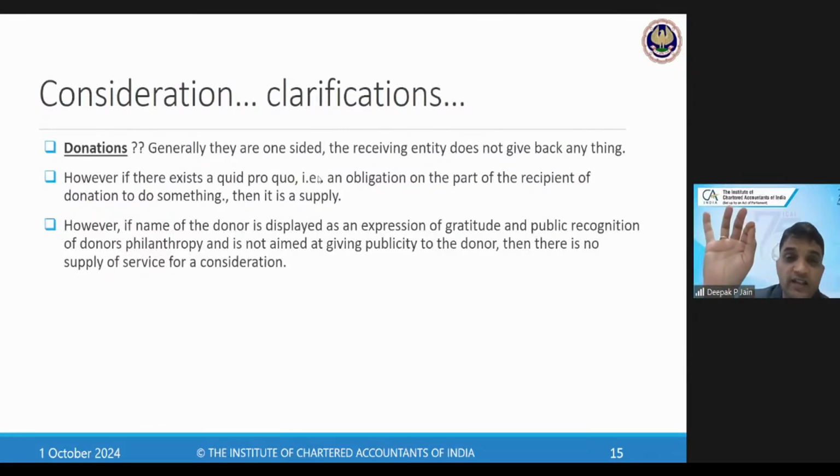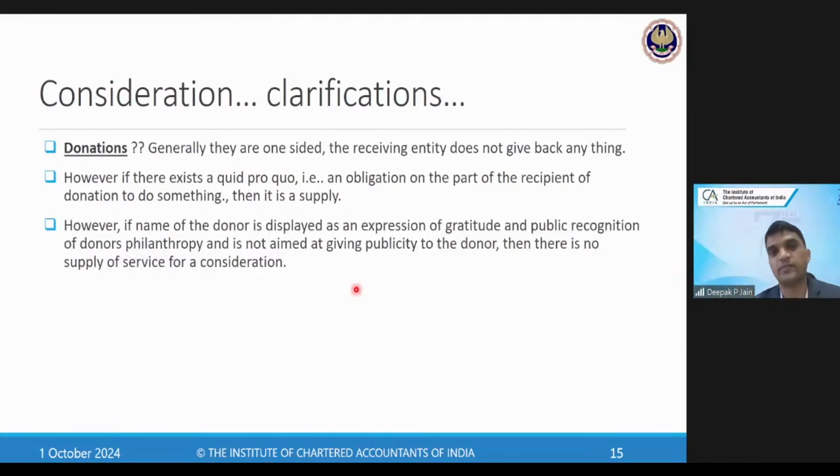But now there is a clarification saying that if you levy GST on all donations, then it will be incorrect. Why? Because if the name of the donor is displayed as an expression of gratitude and public recognition of the donor's philanthropy, and it is not aimed at giving publicity to the donor, then there is no supply of service. What this sentence is trying to say is, suppose I have made a donation to an NGO. Now that NGO says, since you have given us a donation and there is nothing in return which you need, still as a gesture, as an expression of our gratitude for the donation you have made, we will just mention in our programs or our products, donated by.